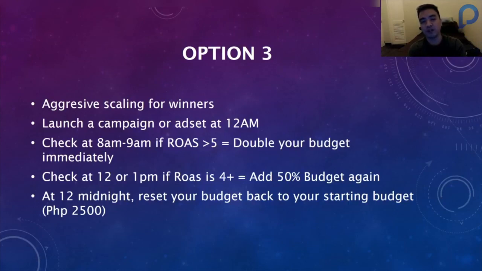Right? Kung 500 yun, gawin nyo na agad 1,000. Huwag na kayo mag-wait. If your item is a winner, it is a winner and there's nothing that can change that. Kung okay pa naman yung ROAS nyo, double your budget immediately. So, from 500, go to 1,000. Kung 1,000 yun, go for 2,000.